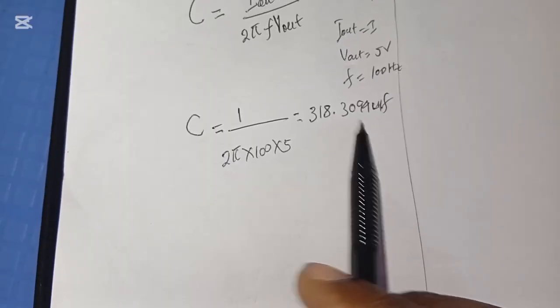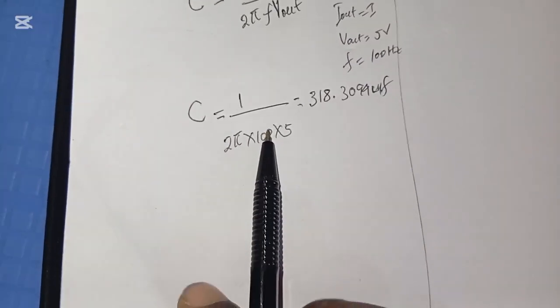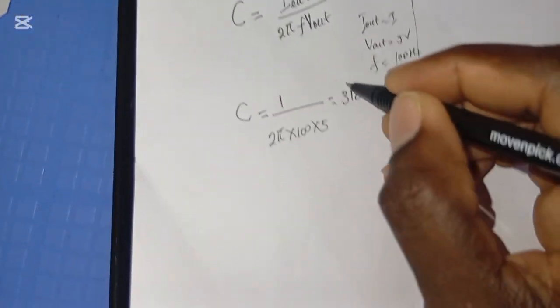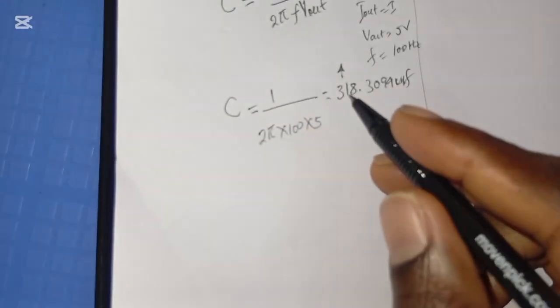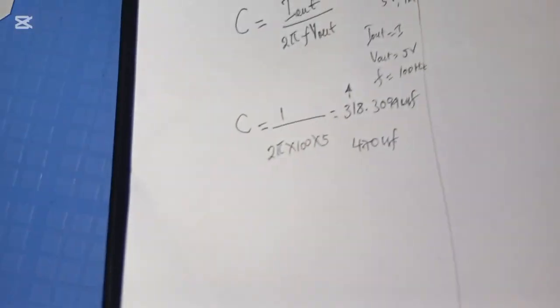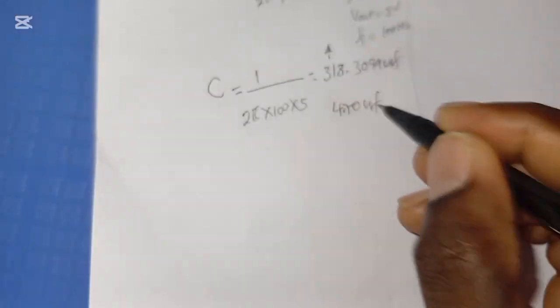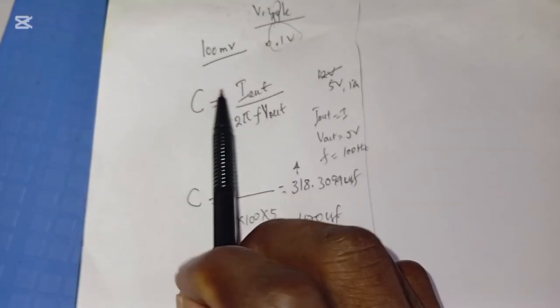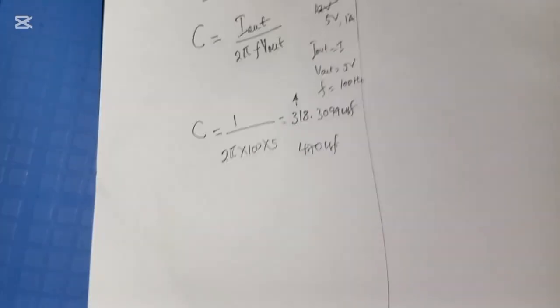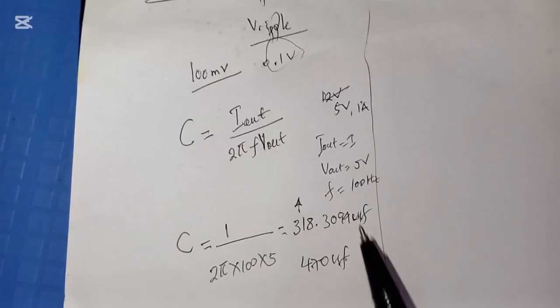Then in the market, if you don't find the exact value, go for the capacitor which has a higher value, not lower. In this case, let's choose 470 microfarad. This will be able to remove ripples from this rectified DC. So that is how simple it is to calculate the capacitor filter for this type of project we are doing.